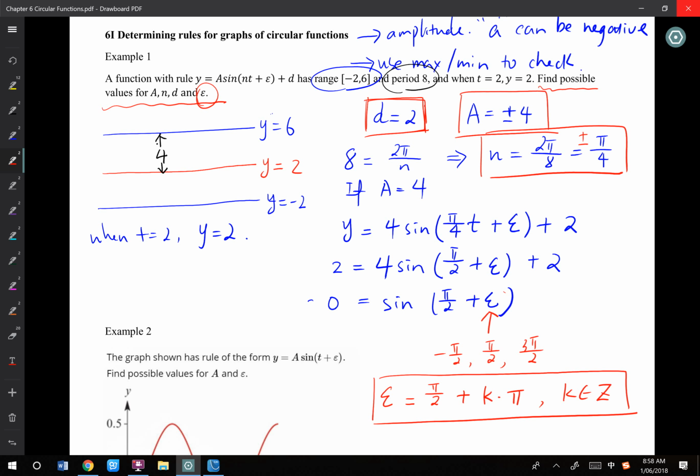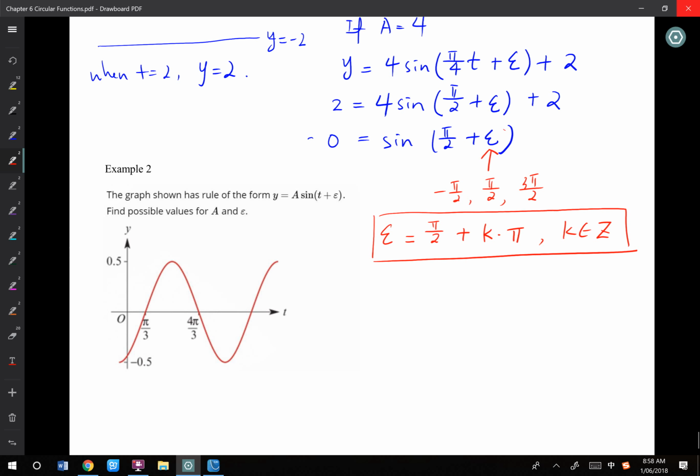Alright, let's have a look at example 2. Because there's no maximum point given, it's very hard for me to decide anything. All these values are possible. But let's have a look at the next question. The next question is kind of good, because you can see where the maximum is. You have a maximum.